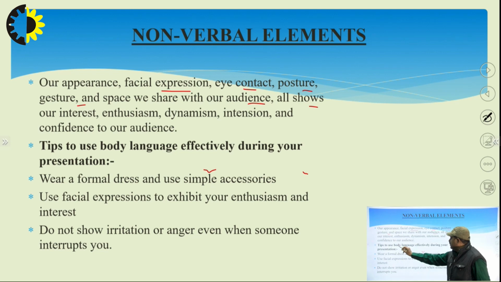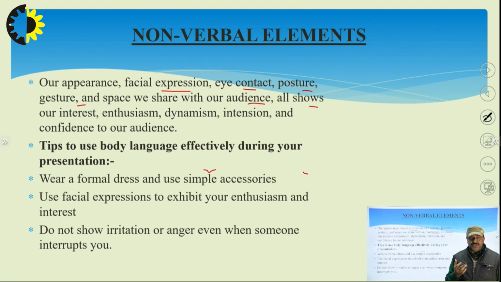Now, tips to use body language effectively during your presentation. There are certain tips for that. Wear a formal dress and use simple accessories. The dress should be formal, and try to use simple accessories.